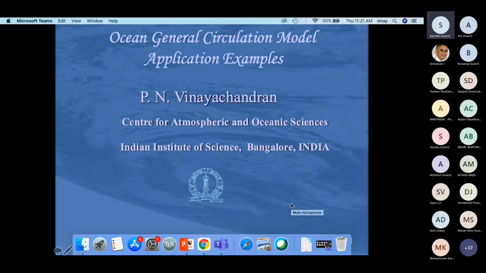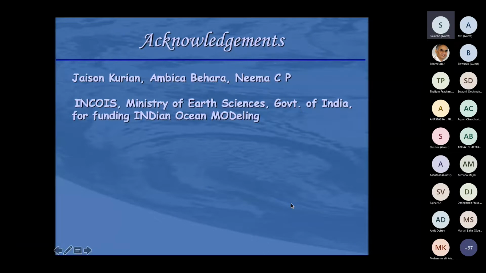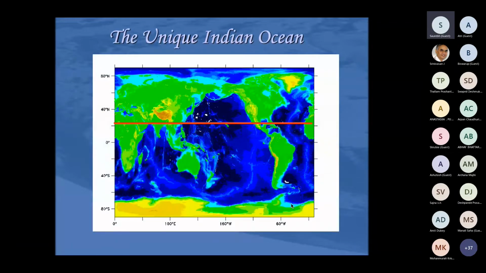I'm going to use one model, the Ocean General Circulation Model developed at the GFDL Princeton, called the Modular Ocean Model. It was called Modular Ocean Model because different parts of the equations were initially designed as different modules. This is a very good model. It's been evolving since the 1960s, and it's very widely applied. I would like to show you some examples of how it is applied.